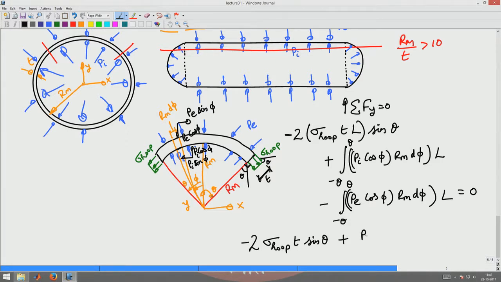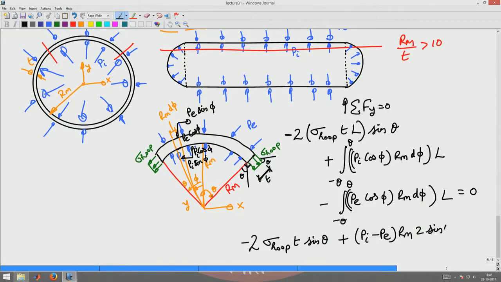Okay. So, basically I have minus 2 times hoop stress into T into sin theta plus (Pi minus Pe), I cancel the L out, Rm cos phi, if I integrate I will get sin phi integrated from minus theta to plus theta, which would be 2 times sin theta. Okay. This would be equal to 0, and from here you get sigma hoop to be (Pi minus Pe) into Rm by T. Okay. So, that is the hoop stress.